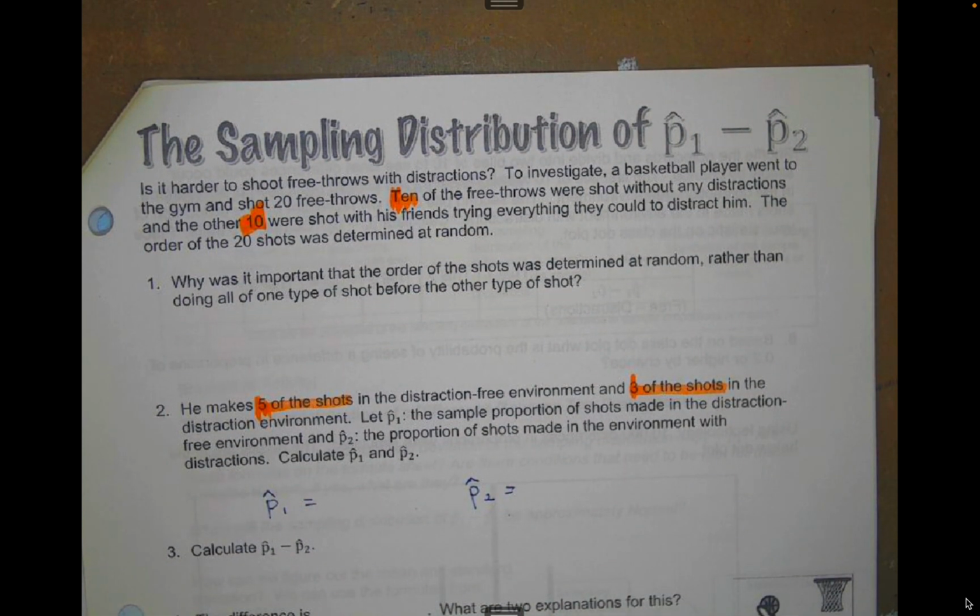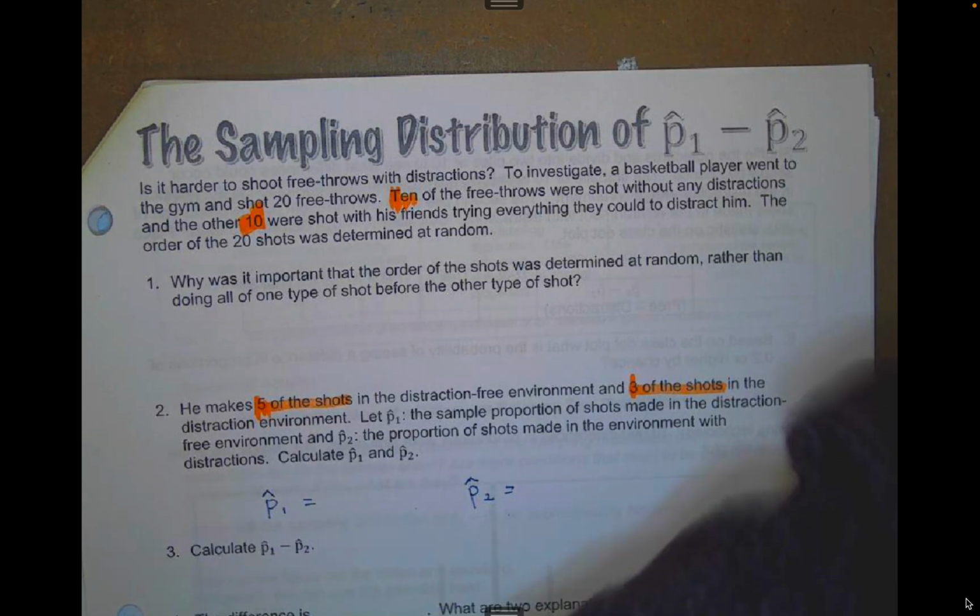All right, why was it important that the order of the shots was determined at random? To eliminate bias? To eliminate bias, I would say to probably eliminate or try to reduce confounding variables. What might happen if we had him shoot all the first shots without distractions and the second shots with distractions? And let's say he's worse with the distractions. Is it because of the distractions? Or is it just because he got tired? So you wouldn't necessarily know. So I want to randomly assign the shots to reduce the impact of confounding variables.